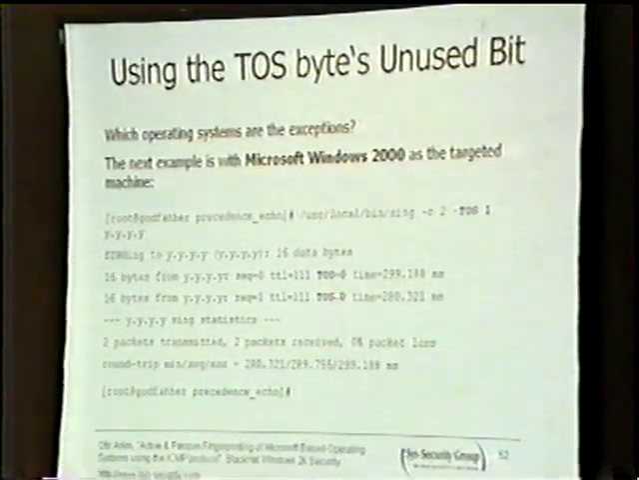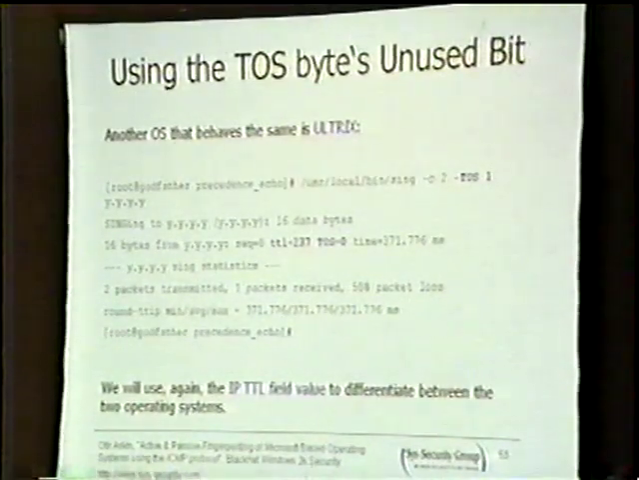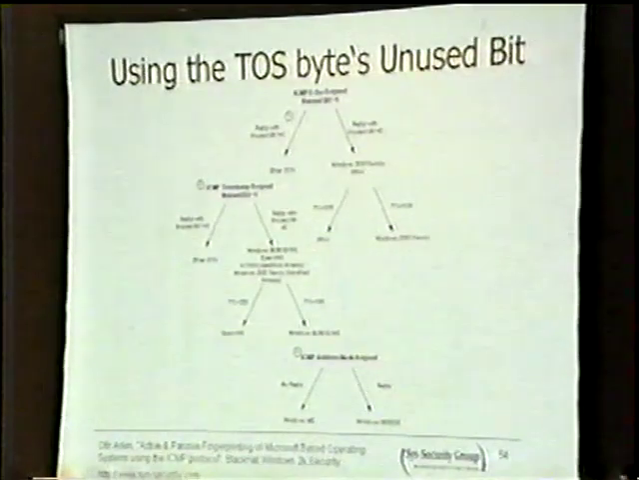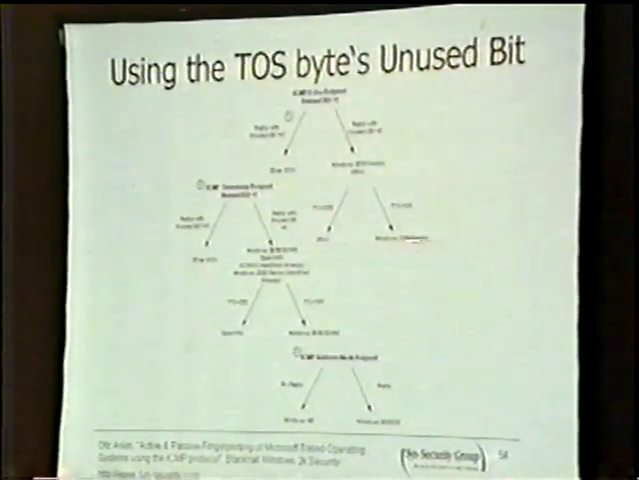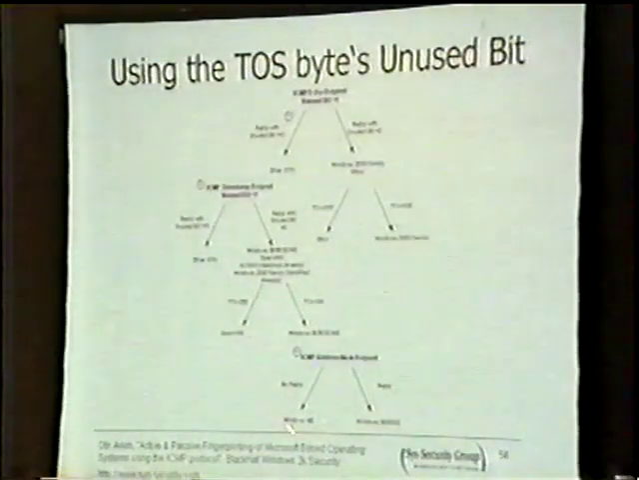Win2K again will zero out this field on the reply. Ultrix, our friend, will do the same. So how can we differentiate? Again, according to the IP time to live field value, we can differentiate between the Win2K family and Ultrix, and again with some other steps, we can identify OpenVMS, WinME, and Win98 and 98SE.